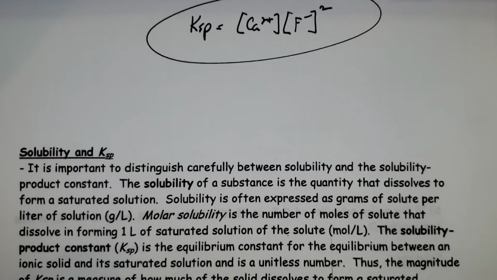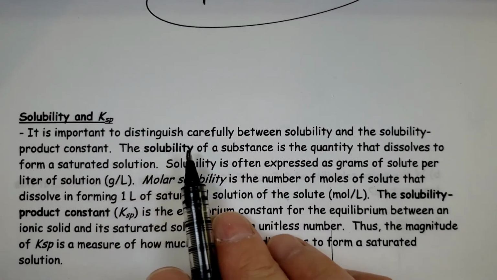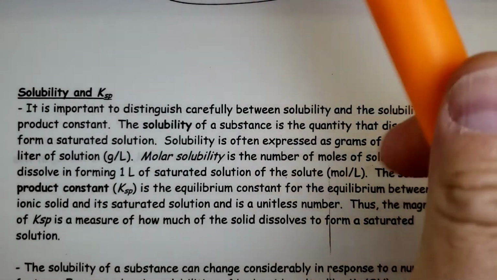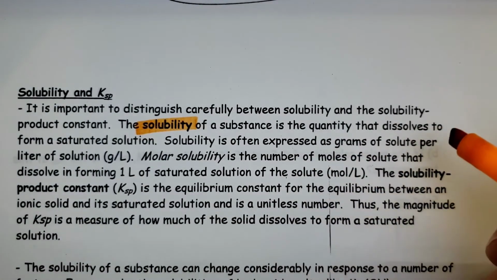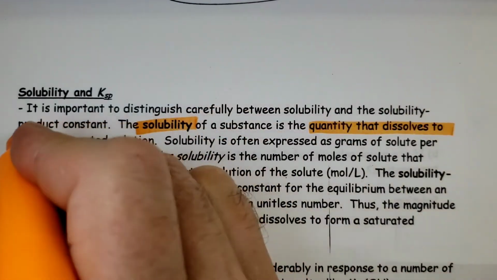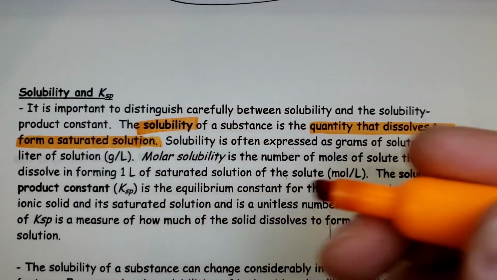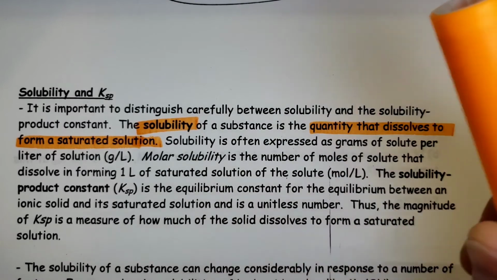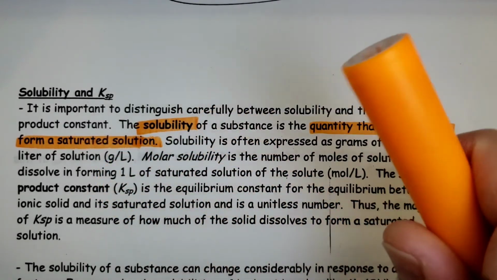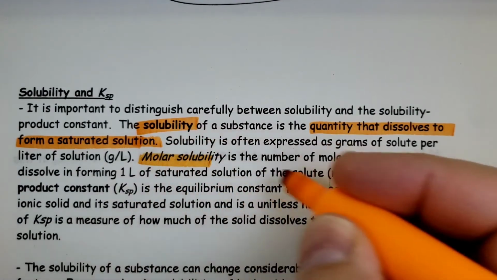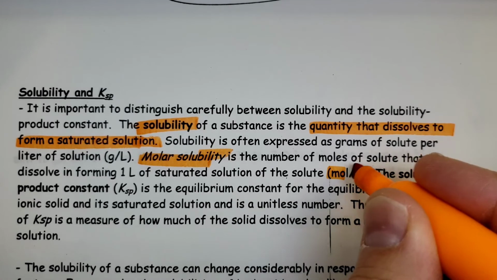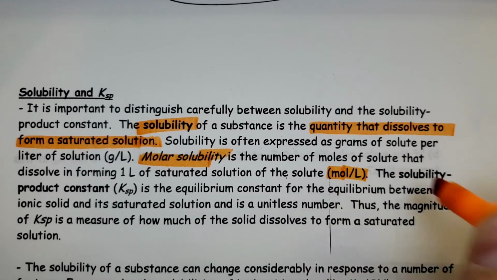All right. Solubility and KSP. It is important to distinguish between solubility and solubility product constant. If we recall in the last section, solubility is the quantity that dissolves to make a saturated solution. So that maximum amount that dissolves to give a saturated solution. Solubility is often expressed in terms of grams per liter in the everyday sense. In chemistry, we talk about molar solubility, which is how many moles of solute are dissolved per liter of solution.